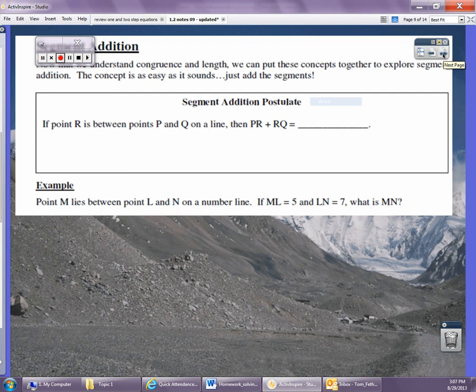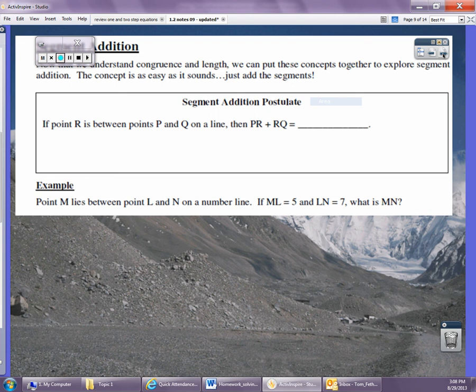Now the segment addition postulate. Now that we understand congruency and length, we can put these components together to explore segment addition. The concept is as easy as it sounds. We're just adding the segments.